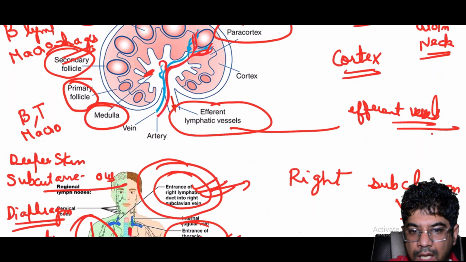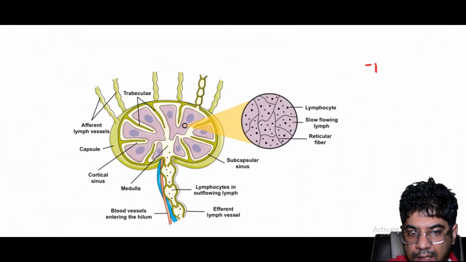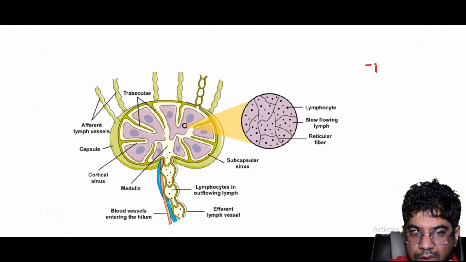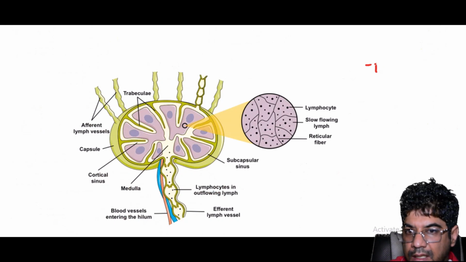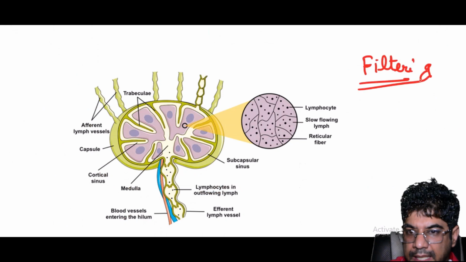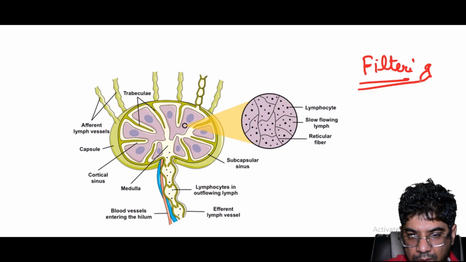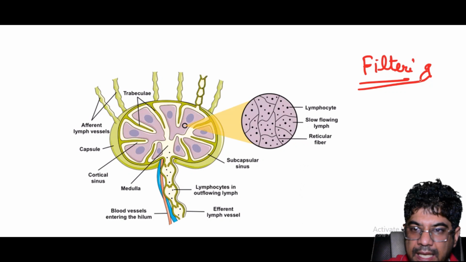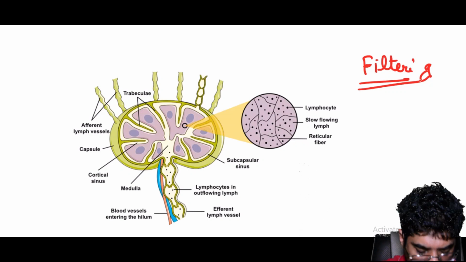First of all, it helps in filtering. It helps to filter the bacteria and toxin substance from the lymph. The water and electrolytes are removed, proteins and lipids are retained. So what do the lymph nodes filter from the lymph? Bacteria and the toxin substance.